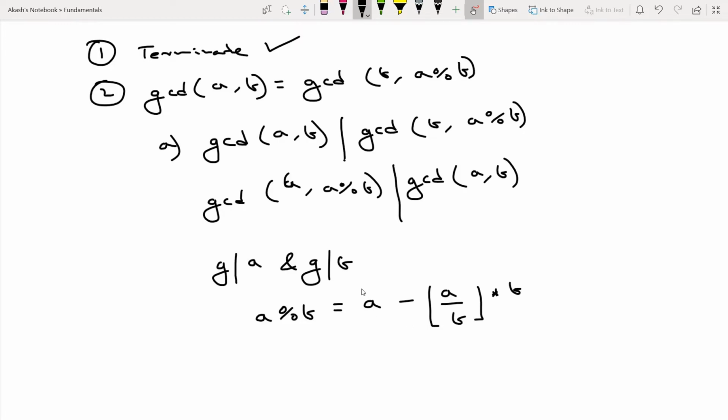Now, as you can see, if G divides A and G divides B, then G also divides any linear combination of A and B. That implies G also divides A modulo B, because A modulo B is a linear combination of A and B. So we have proved the A part, and similarly you can also prove the B part by shifting this one to the left and rearranging, starting from this you can prove that this divides this one. So both of these are equal. So this is the proof.